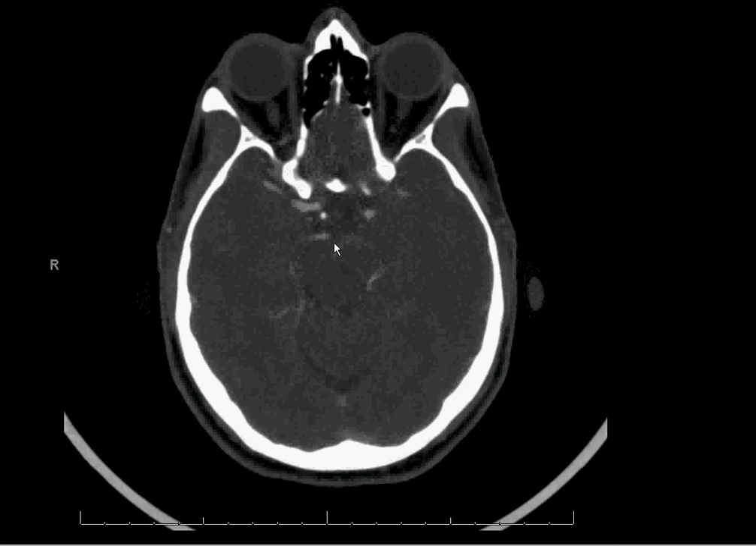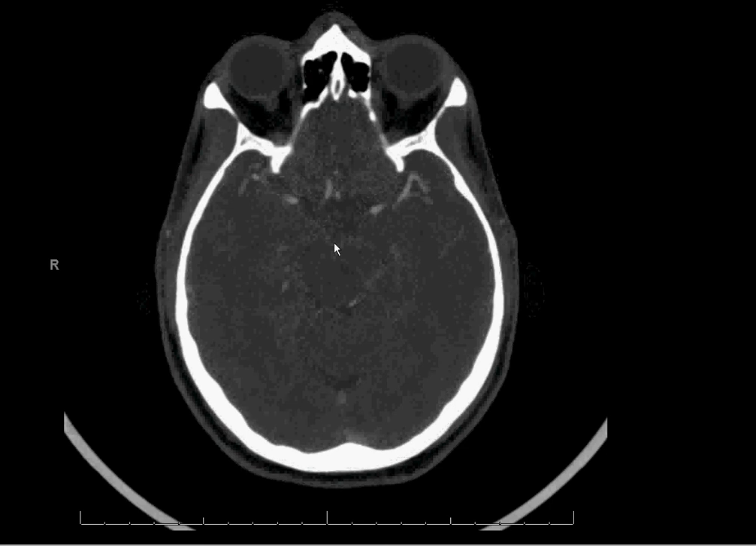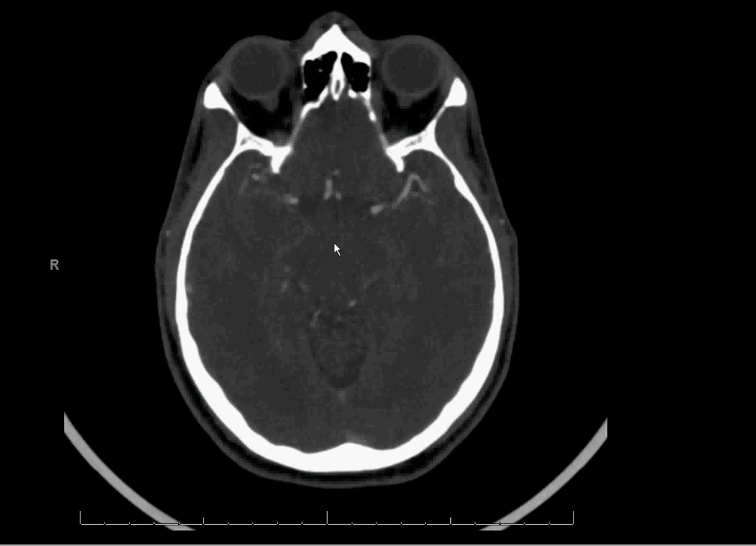So that is a quick tour of the cerebral circulation and circle of Willis and spots to look for aneurysms. Thanks for listening.